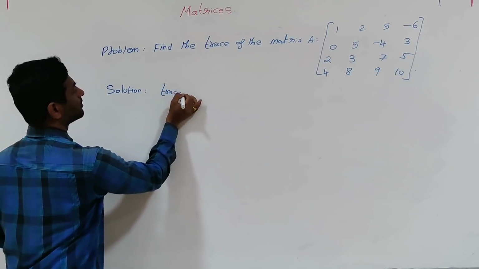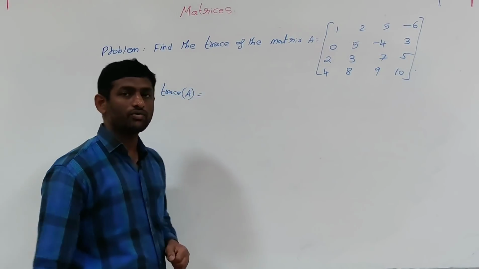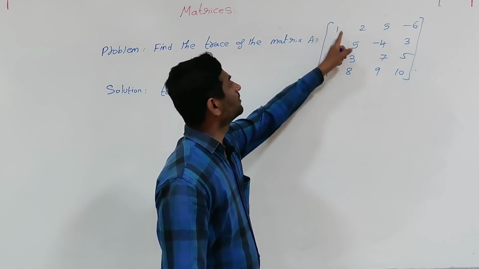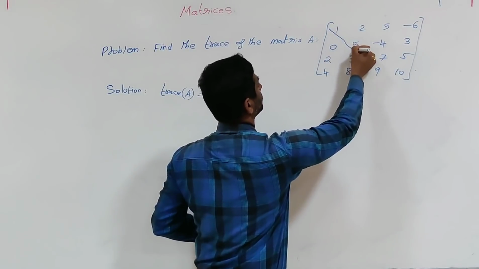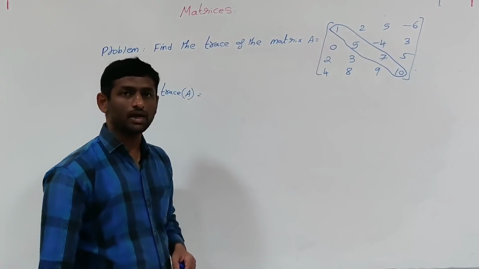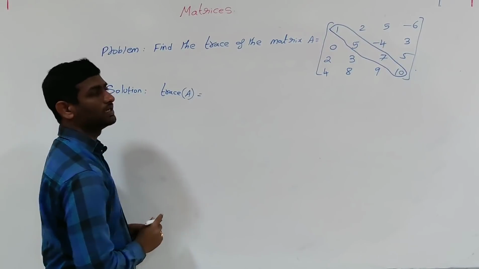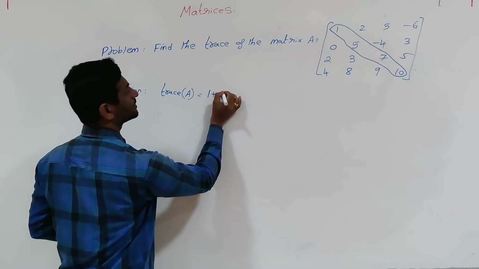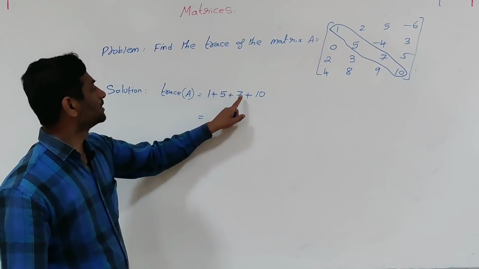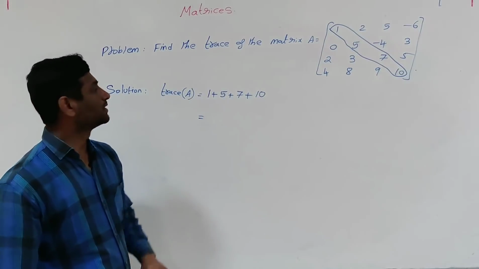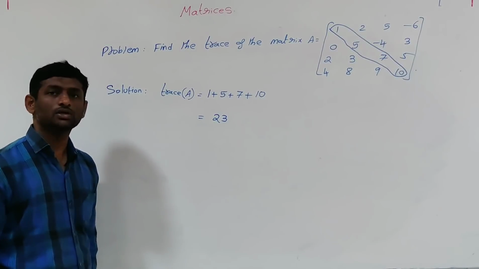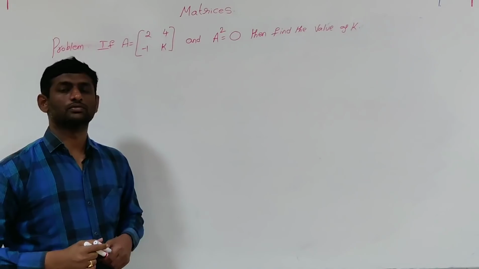So the trace of A is the sum of the diagonal elements. What are the diagonal elements in the matrix? 1, 5, 7, 10. These are called the diagonal elements. If you add all of them, that gives the trace: 1 plus 5 plus 7 plus 10. That is 6, 13 plus 10, 23. So the trace of the matrix is 23. Next we'll see the next question.